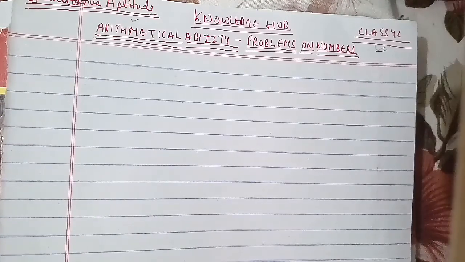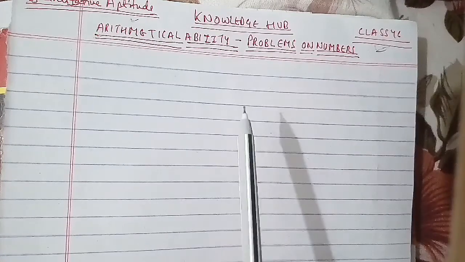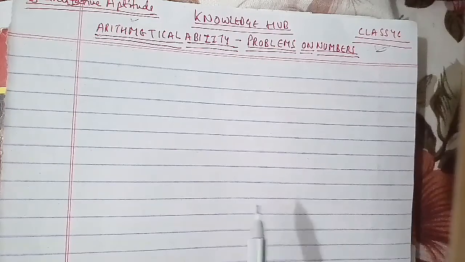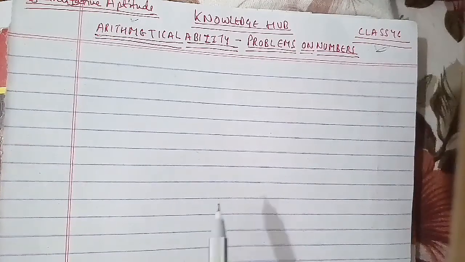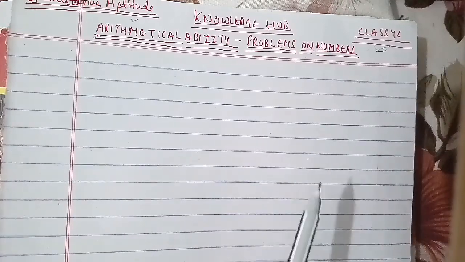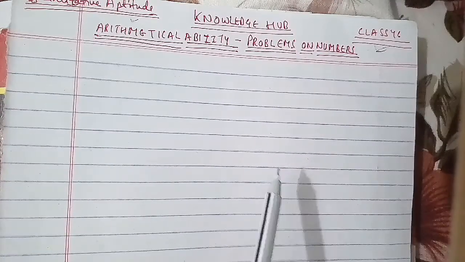Before starting, if I'm going ahead in detail about arithmetical ability in terms of quantitative aptitude, we had completed operations on numbers, LCM and HCF of numbers, decimal fraction, simplification, averages, square roots and cube roots, and then we had started with problems on numbers. That is another topic, and hopefully if it does not exceed an hour, we'll surely complete that in this class only.